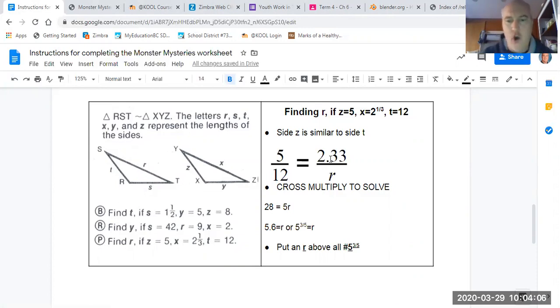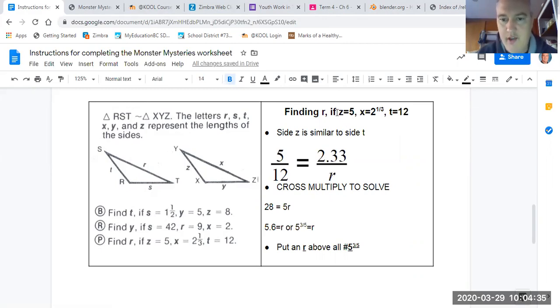Now, how did I know that it was 2.33? Well, what we can do is if we're not sure how we can write the decimal equivalent of 1/3, we can always use a calculator, and if I plug in 1 divided by 3, I end up with 0.333 repeated. So if I have 2.33 here, it's going to be very close to the equivalent of 2 1/3. So I'm going to put that number up here. I'm going to put R here.